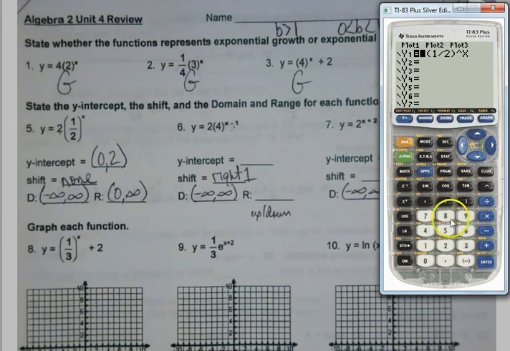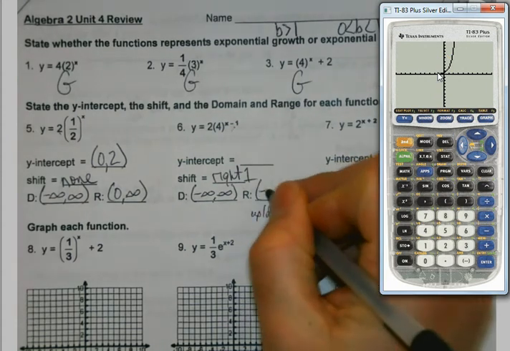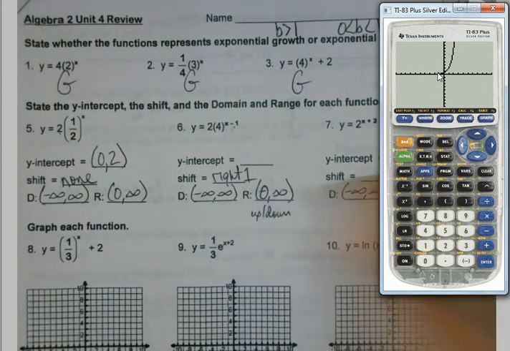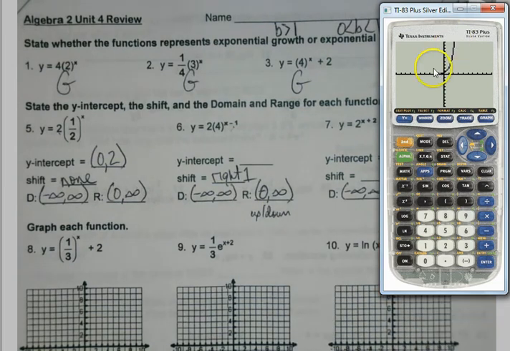Because you'll notice if I do go ahead and type this one in, and if I want to have that shift in there, make sure if it's in the exponent that you put it in parentheses, because otherwise it would be like having a down 1 shift. And I graph that, notice it still approaches 0, so my range is still 0 to infinity, bottom to top. Okay, but my y-intercept's a little bit different because now I've shifted.